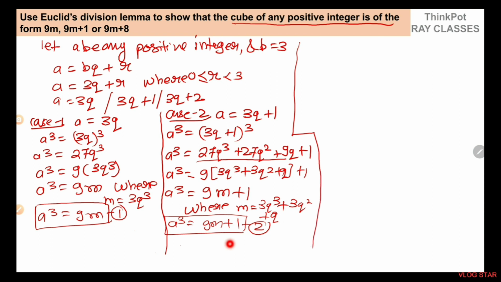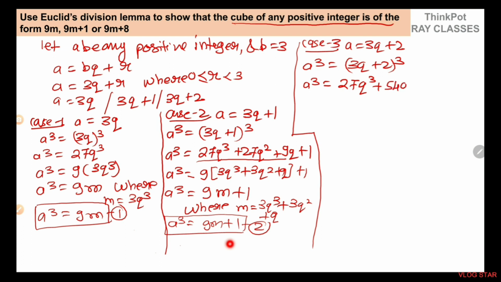Now I'll go for the third case, that is when you take a is equal to 3q plus 2. So case number 3, a is equal to 3q plus 2. Make the cube of this. A cube is equal to (3q plus 2) whole cube. So we will get a cube is equal to 27q cube plus 54q square plus 36q plus 8. That is where we have applied the formula of (a plus b) whole cube.